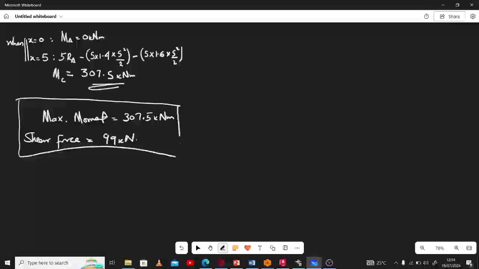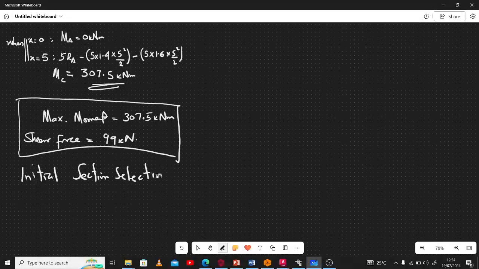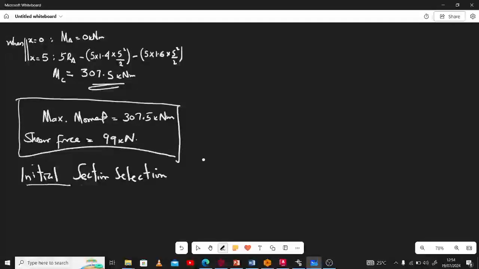So the next thing we want to do is to select a section, initial section selection. Like I said, py had already been given to us as 275 Newton per millimeter square. That's the steel grade. The next thing you have to do is to never forget your formula, which says the moment capacity is equal to the steel grade multiplied by the plastic modulus.